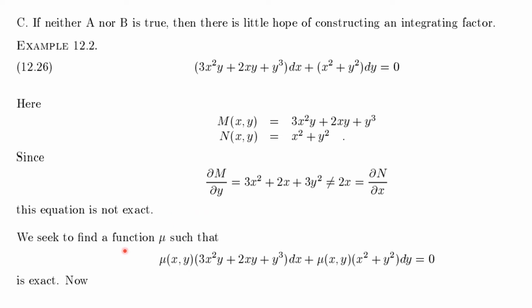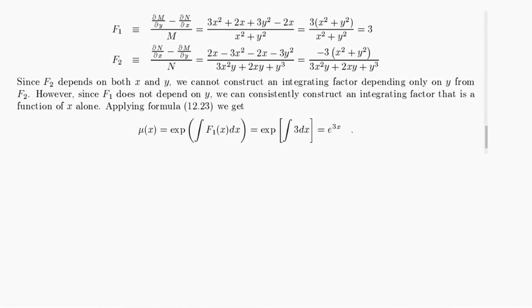So we need to find a function mu such that I can multiply all the way through and make it exact. But what we've learned is, we look at the f1, which is the partial of m with respect to y minus the partial of n with respect to x over m, and see what we get. So when you do those calculations, you will get 3. Now 3 could be thought to be a function of x only. It could also be thought to be a function of y only, but we really want it to be a function of x only. So 3 is there.